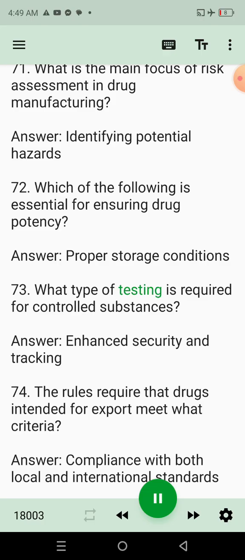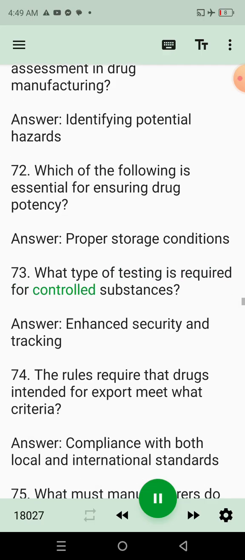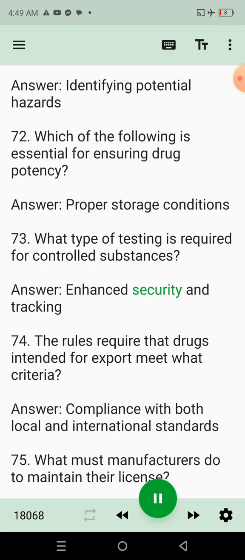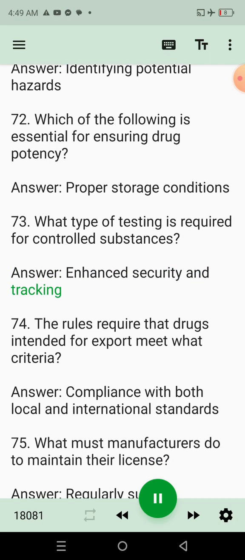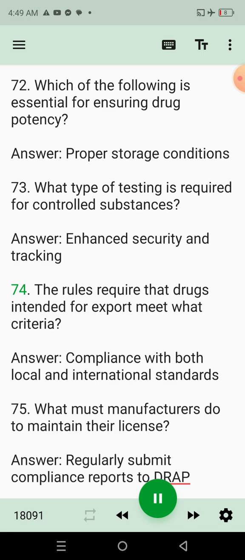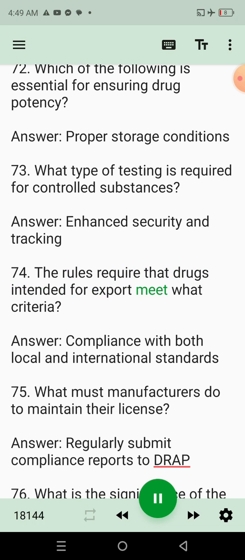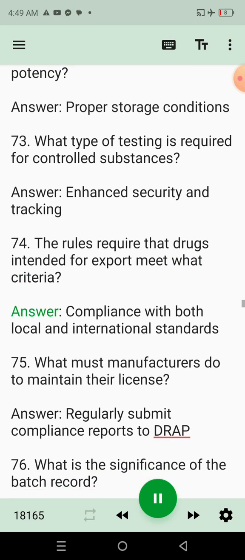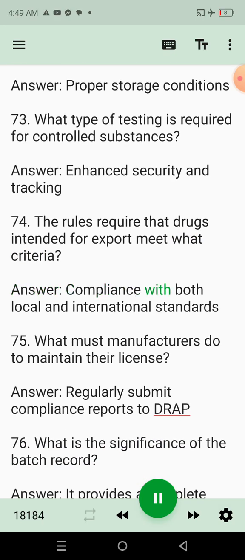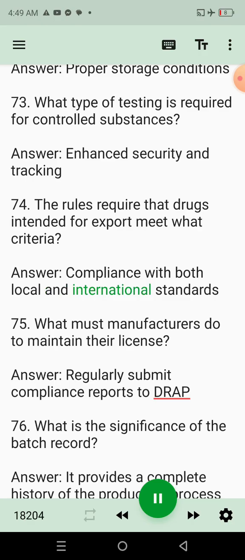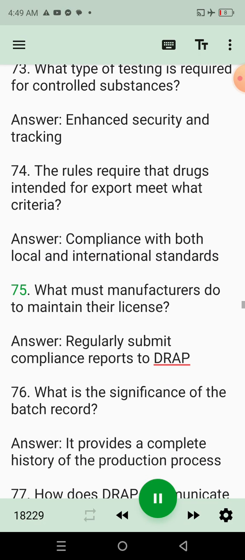73. What type of testing is required for controlled substances? Answer. Enhanced security and tracking. 74. The rules require that drugs intended for export meet what criteria? Answer. Compliance with both local and international standards.